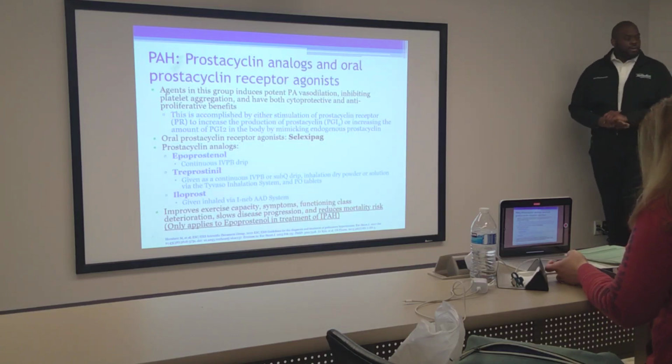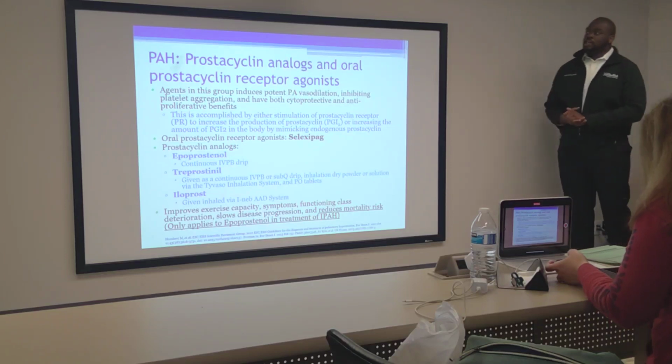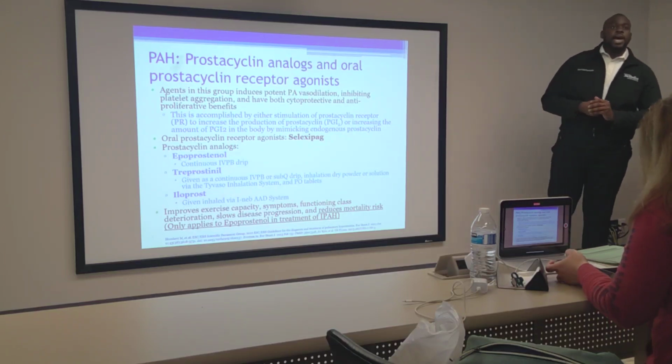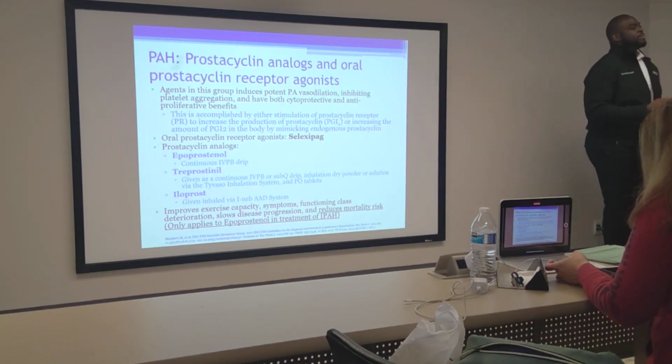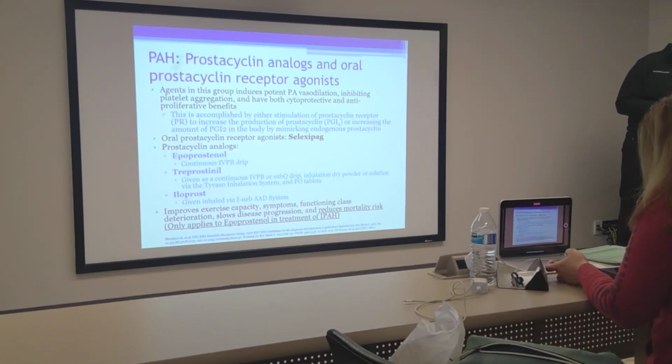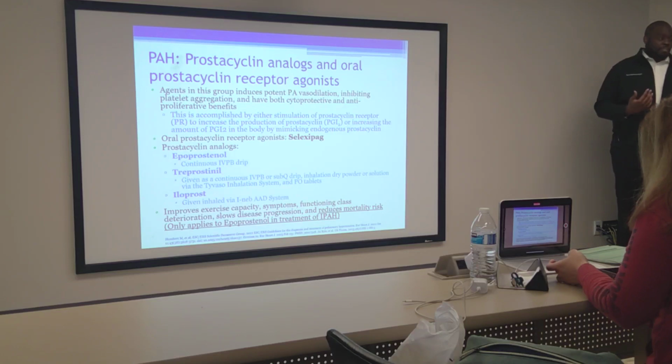Now, for our prostacyclin analogs and/or prostacyclin receptor agonists, the agents in this group produce that potent PA vasodilation as well as inhibiting platelet aggregation, and also have both cytoprotective and antiproliferative benefits.